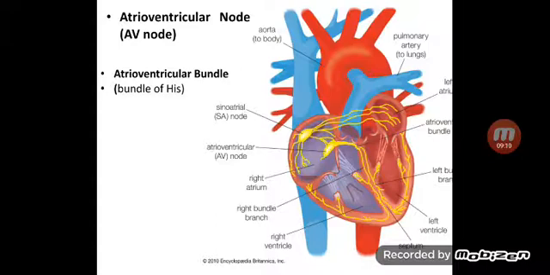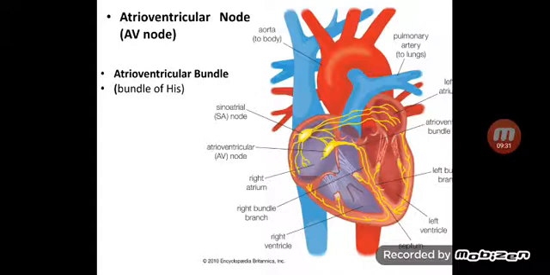Then the left bundle branch pierces the septum and passes down beneath the endocardium. The left bundle divides into two branches, the left anterior and posterior branch. Likewise, they also supply the wall of the left ventricle and the bases of the papillary muscle, and break into Purkinje fibers.